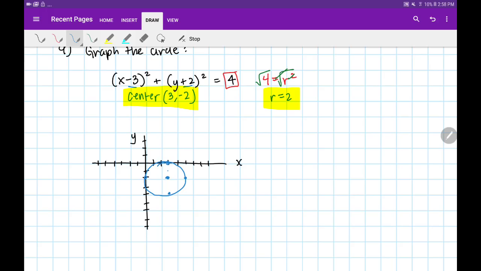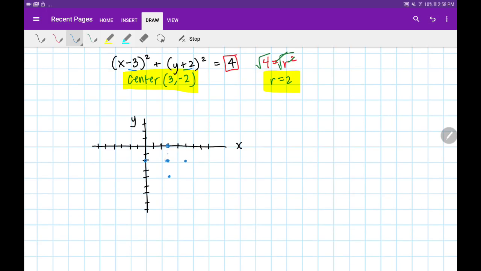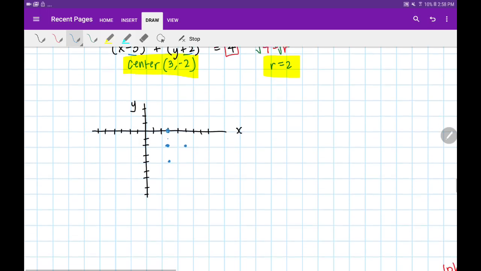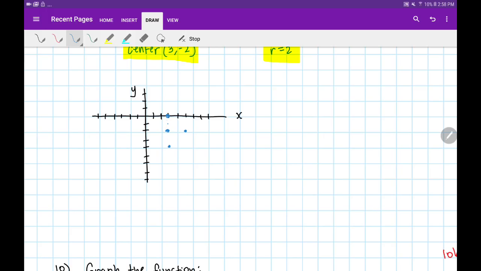Oh my god, my circle is honestly horrendous. I hope yours are better than mine, although it doesn't really matter that much. Oh, I know why. I made a mistake. So count carefully. Back 2 would actually take me to this point. So here are my points. I have one at 3, 0, one at 3, negative 4, one at 5, negative 2, and this one over here is at 1, negative 2.